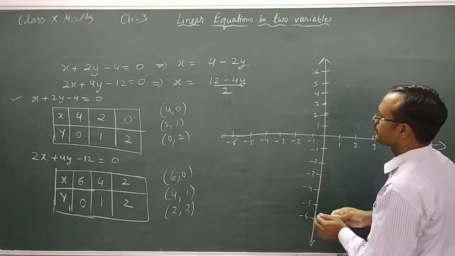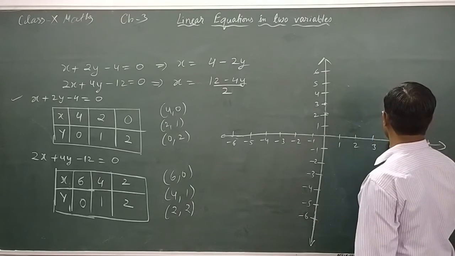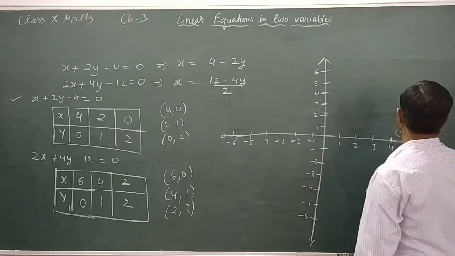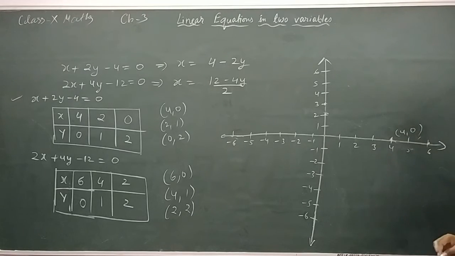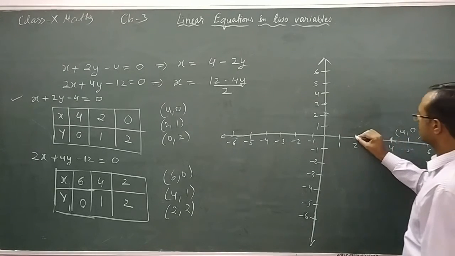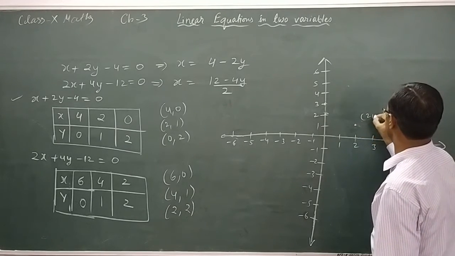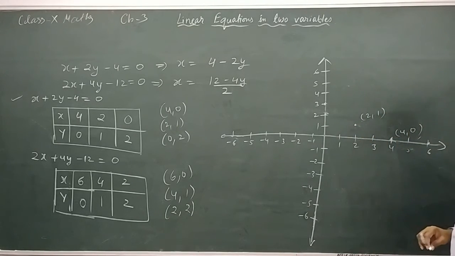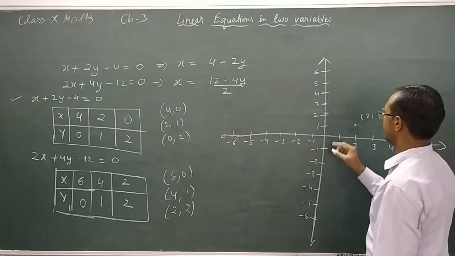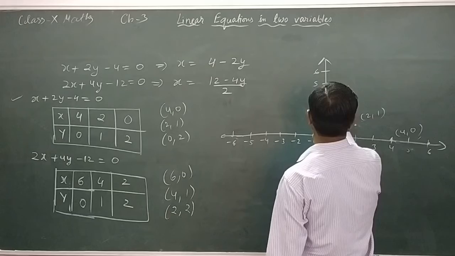First point 4, 0. So this is our first point, 4, 0. Second point is 2, 1. So this is 2 and y is 1. This is our 2, 1. The third point is 0, 2. This is our third point.